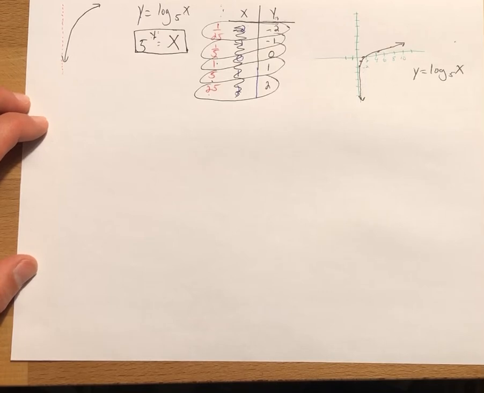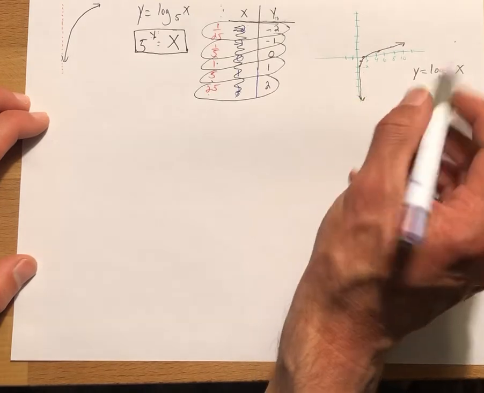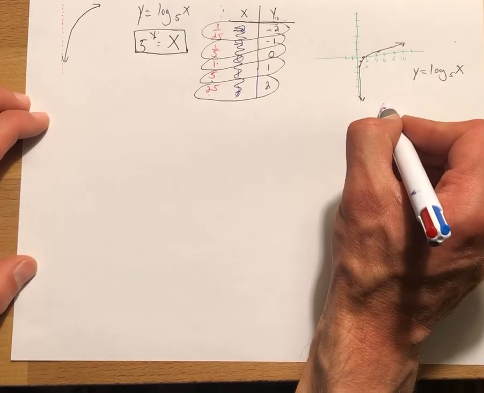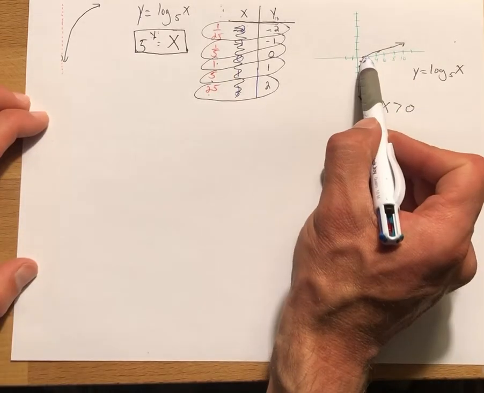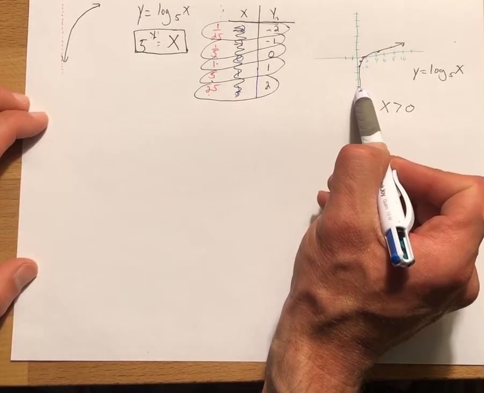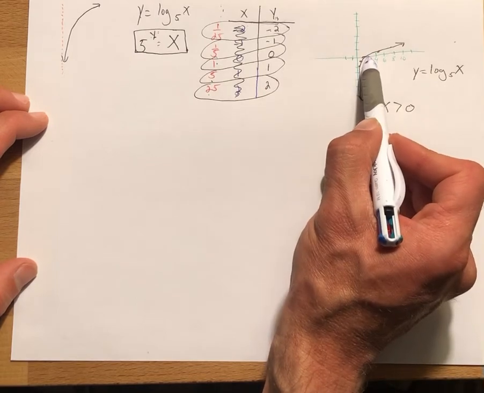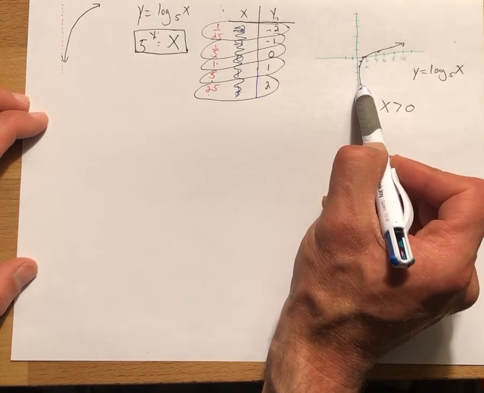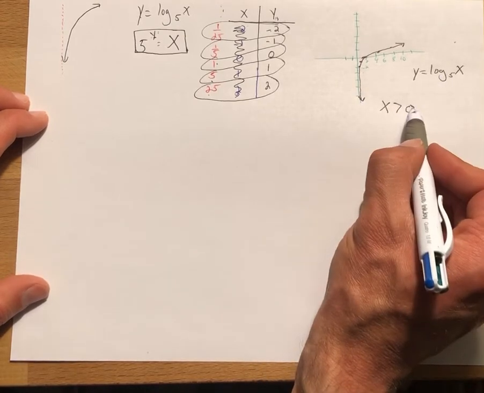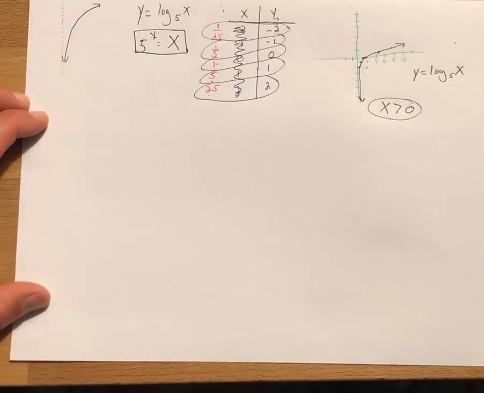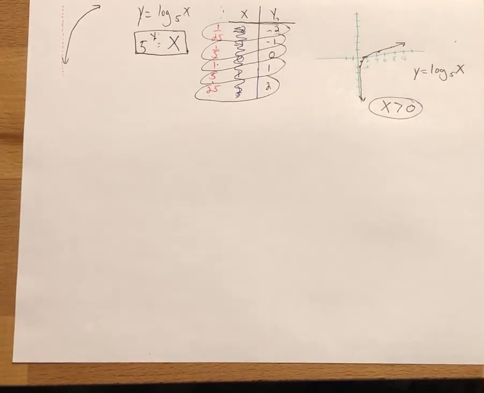All right, now it's asking for your domain. Your domain is going to be anything that's greater than 0 on the x, because it gets as close to 0 on the x as humanly possible, but it never crosses or touches the y-axis. So anything that's greater than 0, that's your domain. It just can't equal 0. All right. Now, on your notes, I give you a little more difficult equation.